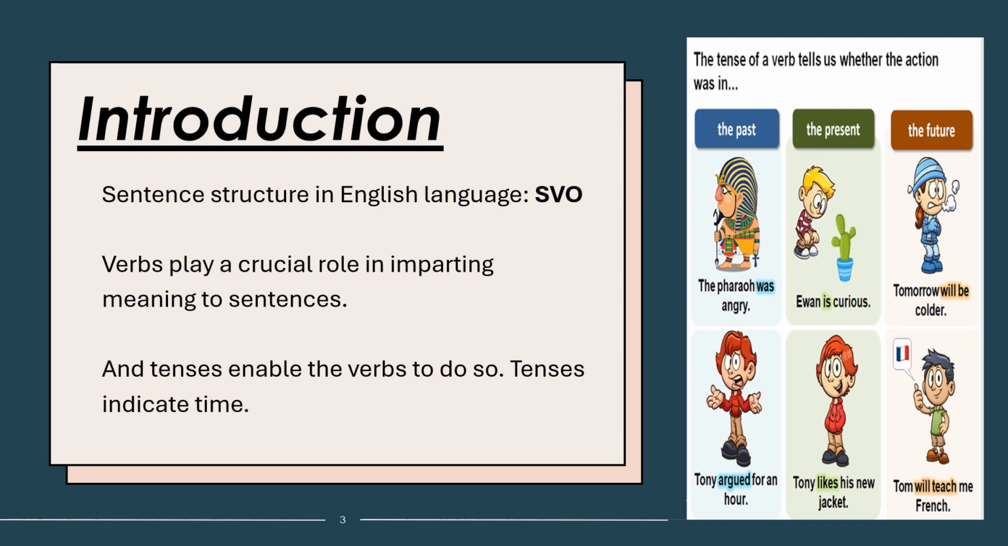Now, here verbs play a very crucial role. We might ignore object for a moment, but we cannot ignore subject and verb. And verbs play a very crucial role in imparting a meaning to the sentence. For example, like what I read English.